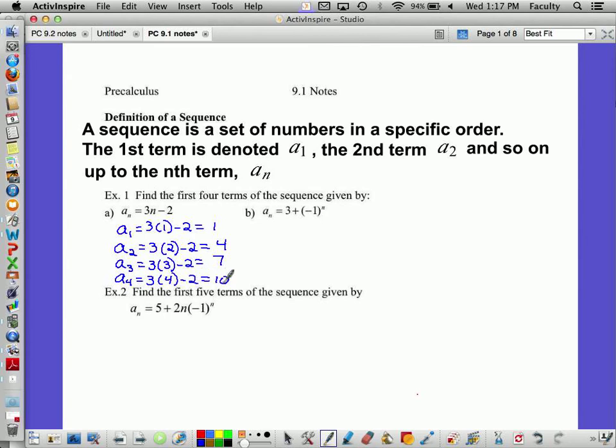That's 10. Because some of these are going to get complicated, what I want you to do when you're done is then take a moment and list the first four terms, right? 1, 4, 7, 10. All right, I'm going to give you a head start, and I want you to try letter B.